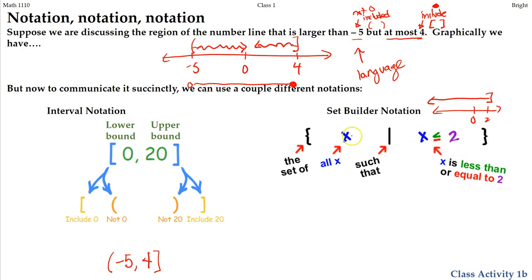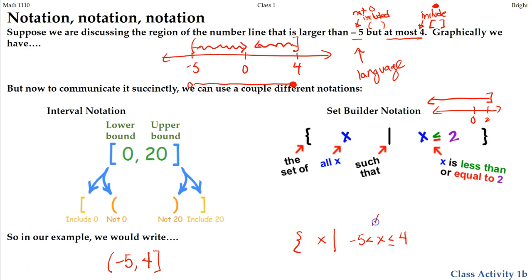So we would just put the conditions on x in this region after the vertical bar, and then we would close it with the curly brace. So here in our example, we would have the set of all x, meaning the set of all numbers. So this graph represents all numbers, and then here are the conditions. This number that we don't know has to be more than -5, but less than or equal to 4.